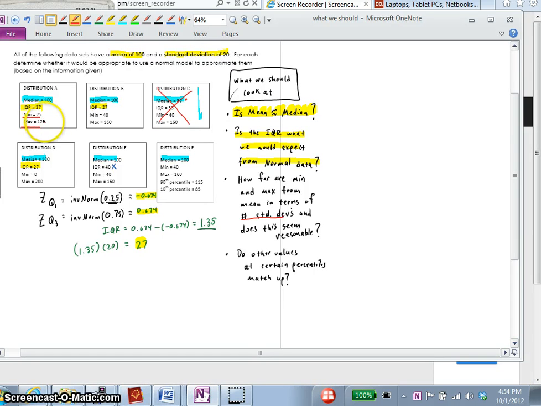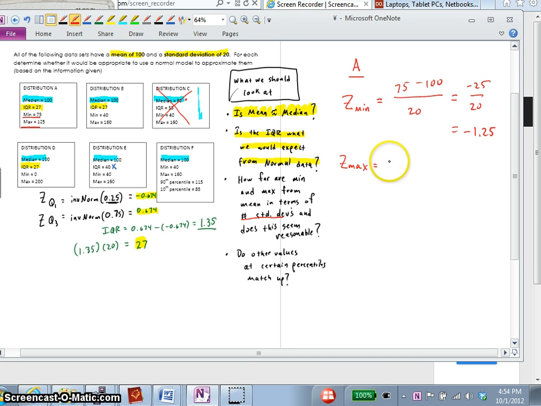So we're going to compute the z-score for both the min and the max. If I do that for distribution A, I find the z-score of the minimum, and I'll just do this real quick. I get 75 minus 100 over 20, and I see that that is negative 25 over 20, which is negative 1.25. I can do the same thing for the max, and actually it's symmetrical, so that z-score for the max is 1.25. So that tells us that all of the data are within 1.25 standard deviations from the mean.